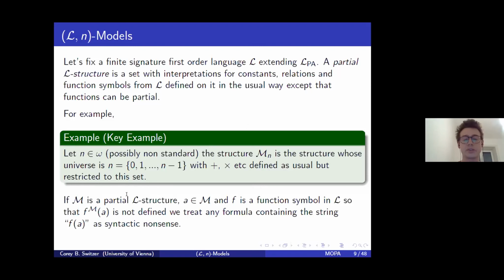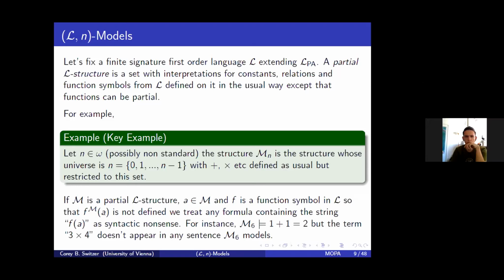And so if I have a partial L structure, and I have an element in my partial structure and a function symbol f, so that f, as interpreted in M of A, is not defined, then, to avoid awkwardness, we're just going to treat this formula as syntactic nonsense. So any sentence that I have with that string, my model M doesn't have any opinions about it, in the same way that it doesn't have opinions about 3 right parentheses followed by 2 left parentheses. It's just not a useful string of symbols.